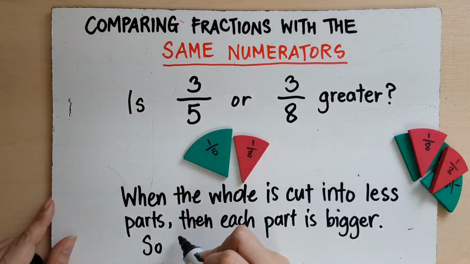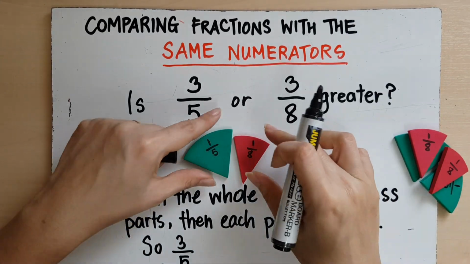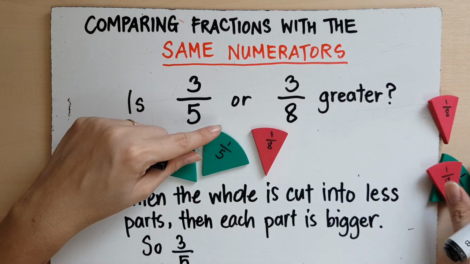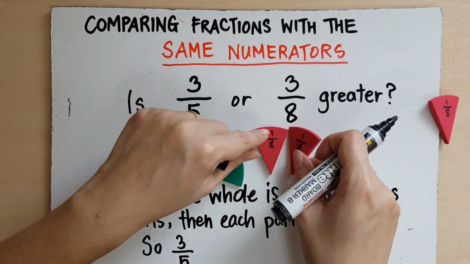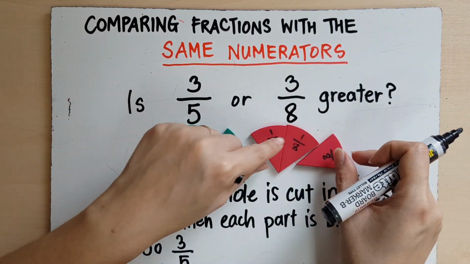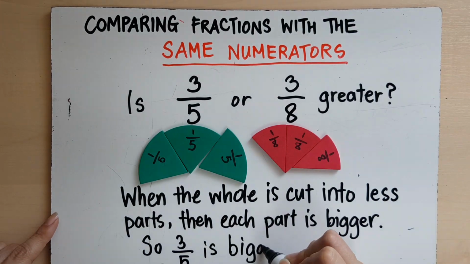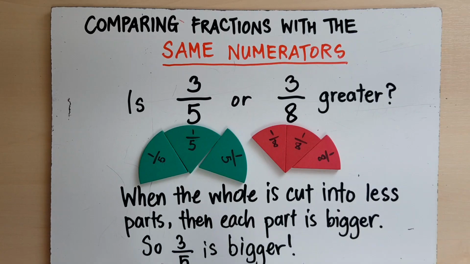So 3 pieces of fifths, because fifths are bigger than eighths, so 3 pieces of fifths will definitely be bigger than 3 pieces of eighths. You understand?